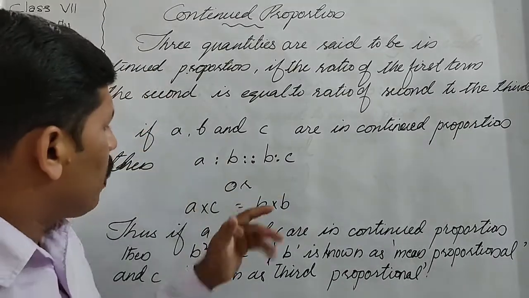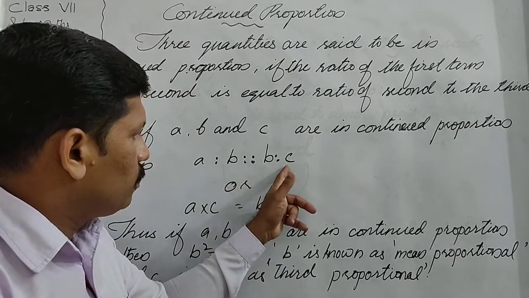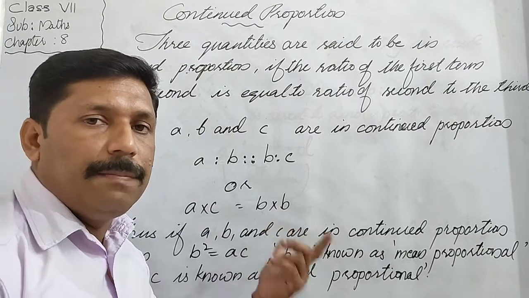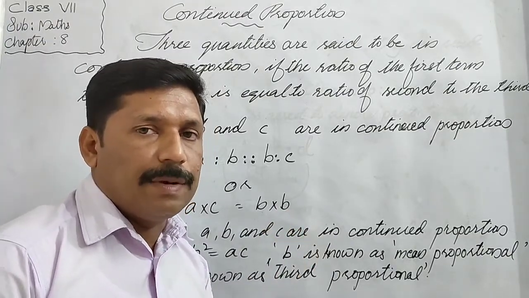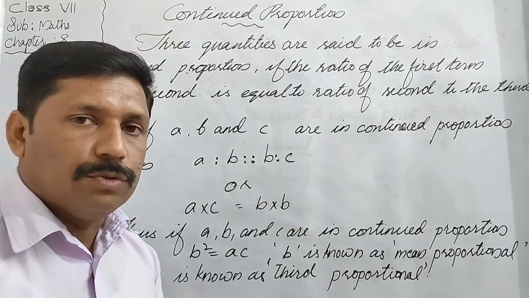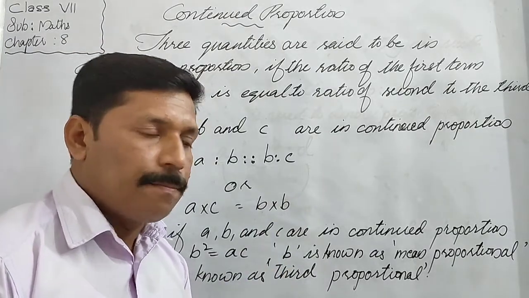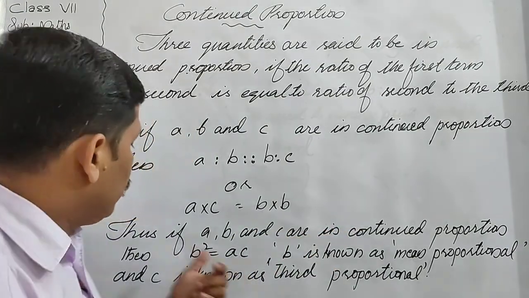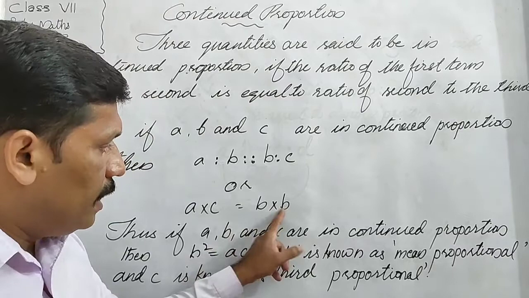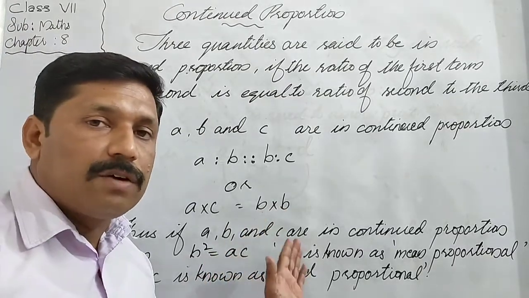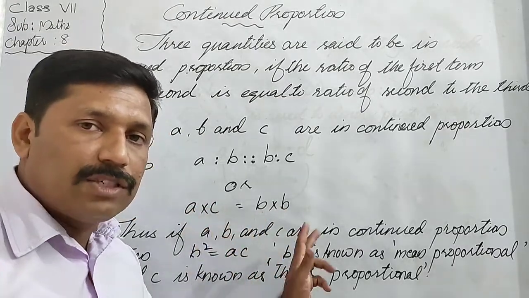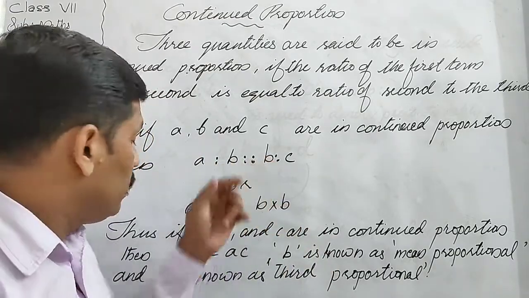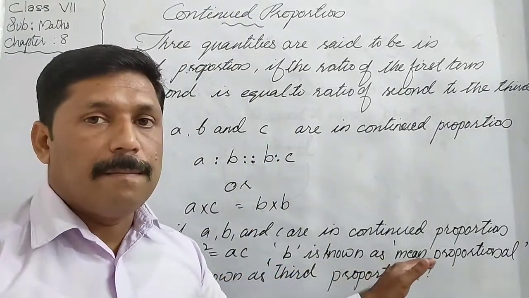Here we can write the product of extremes, A into C, is equal to B into B. B into B means B square, multiplying two times, that is B power 2. When the power is 2, we say that the number is squared. So if A, B and C are in continued proportion, then B square will be equal to AC, that is, the product of the first and last terms. Here the mean term is the second term. Therefore, B is known as the mean proportional.